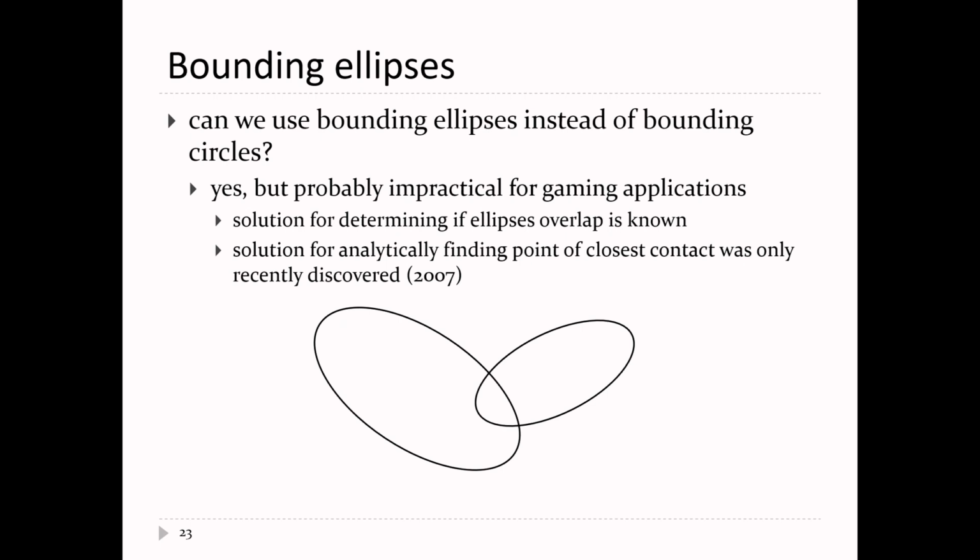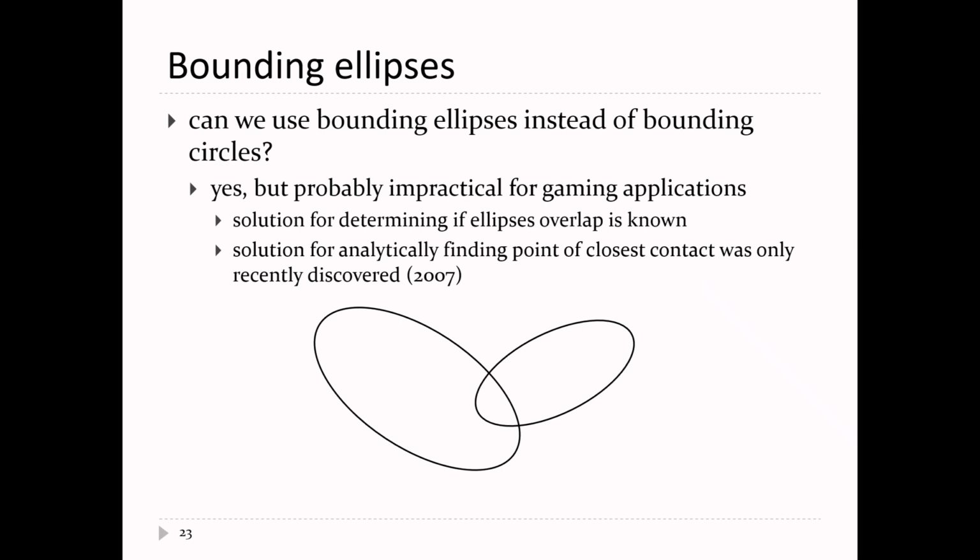Once you've got them overlapping, you want to compute this distance of closest approach, right? So you know which direction one object is moving relative to the other. You want to find out how much time elapses until they just touch. So in the scientific literature, that's called the point of closest contact.